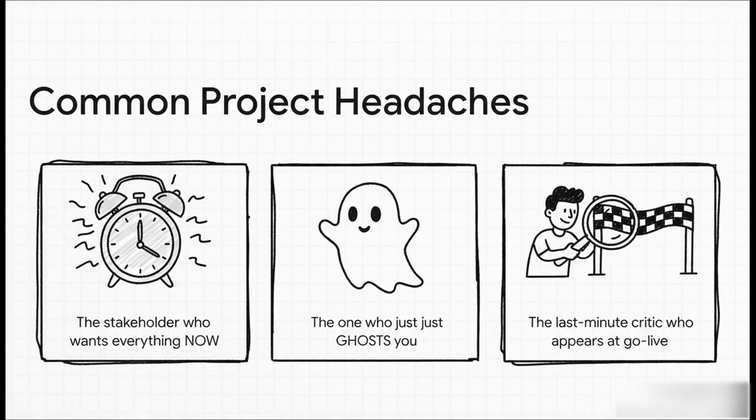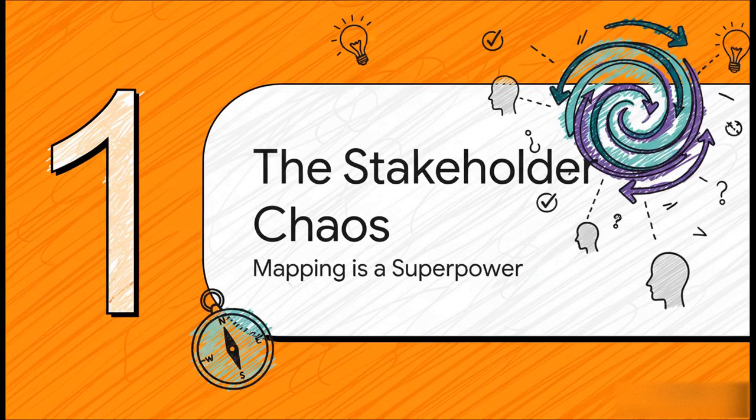We've all been there. There's the stakeholder where every single request is a five-alarm fire. Then there's the key person who just vanishes right when you need that critical sign-off. And my personal favorite, the last-minute critic who pops up just before you go live with a million concerns. These aren't just little headaches. These are genuine project killers. So, how do we get from that chaos to actual clarity?